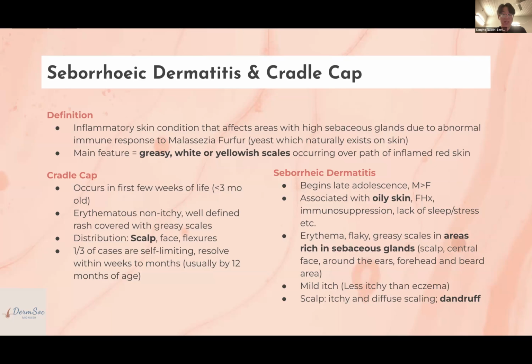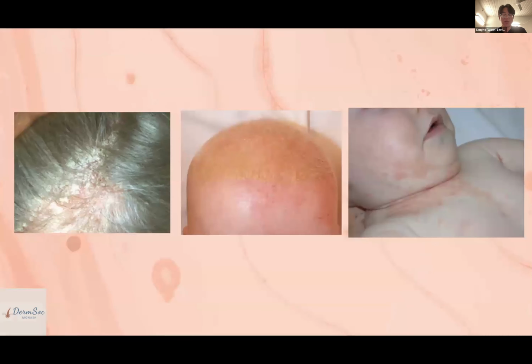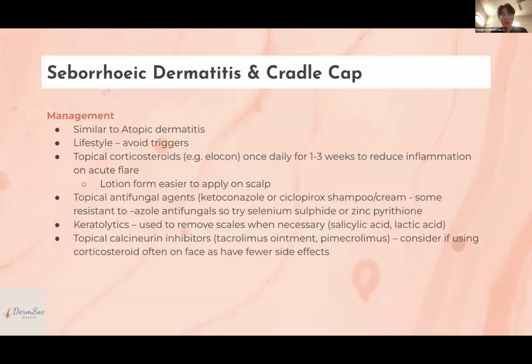And they're commonly found as these greasy, flaky scales on areas rich in sebaceous glands, so commonly on the scalp, center of the face, around the ears, forehead, and also the beard area. There can be a bit of itchiness, but not as severe as eczema. And on the scalp, you'll find some dandruff as well. So you can see the photos there. On the far left side, you've got seb derm on the scalp, with a lot of dandruff. And the other two photos show cradle cap, with greasy scale and a bit of erythema on the body and the scalp.